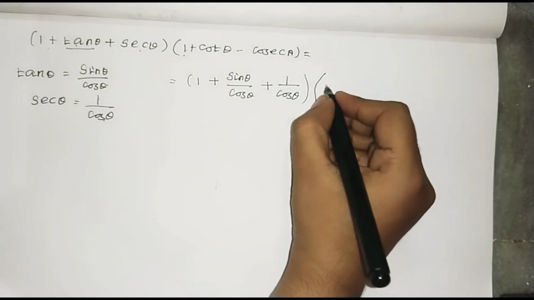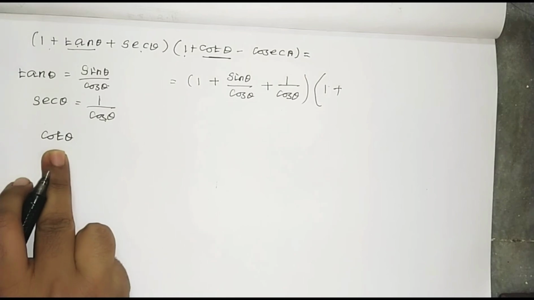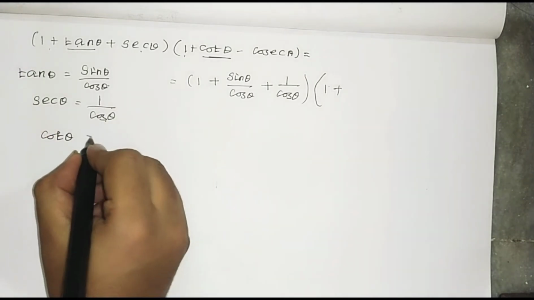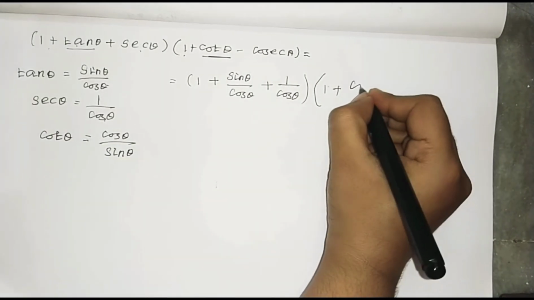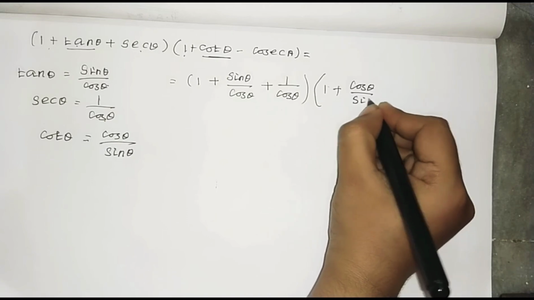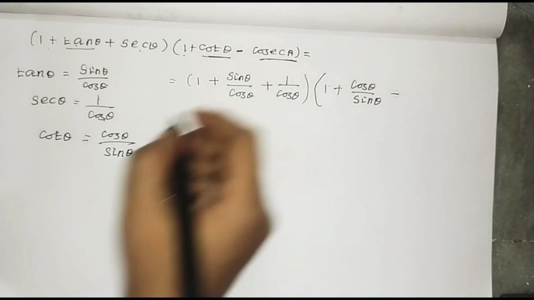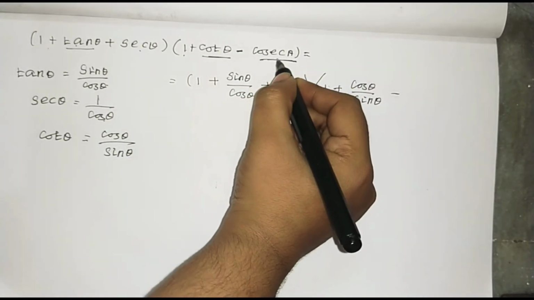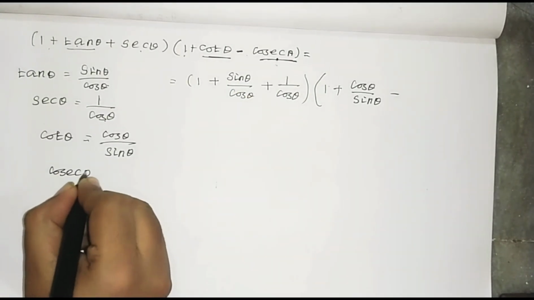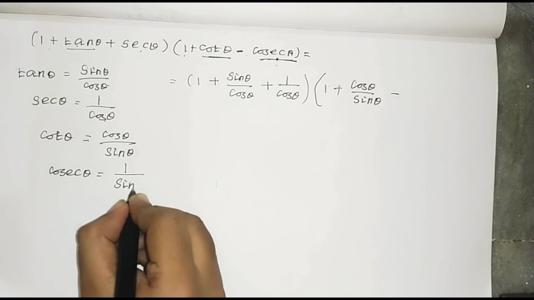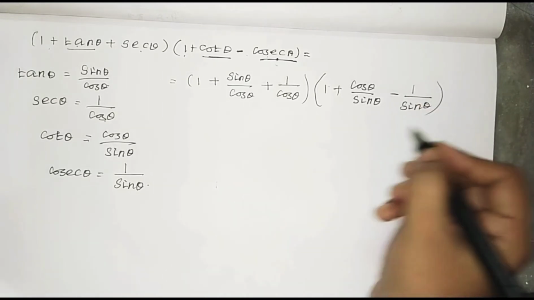Similarly next bracket: 1 plus cot theta. Cot theta we know very well, is the reciprocal of tan theta. So we can write cos theta divided by sin theta. Here they have given minus, the next one is cosecant theta. The cosecant theta we know very well is the reciprocal of sin theta. So instead of cosecant theta we can write 1 divided by sin theta.